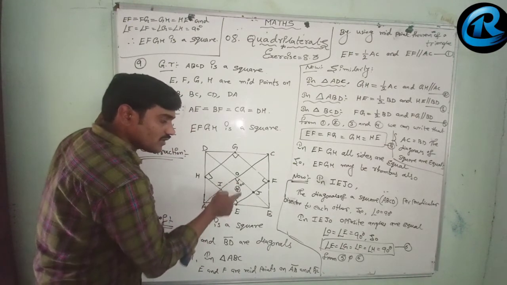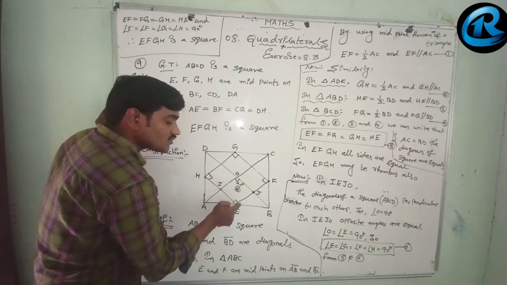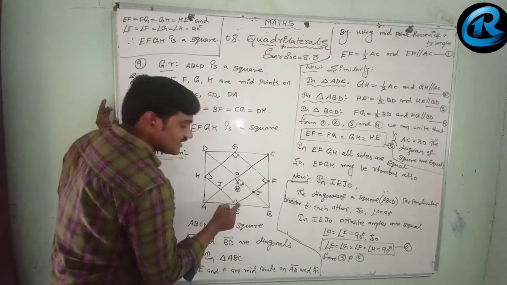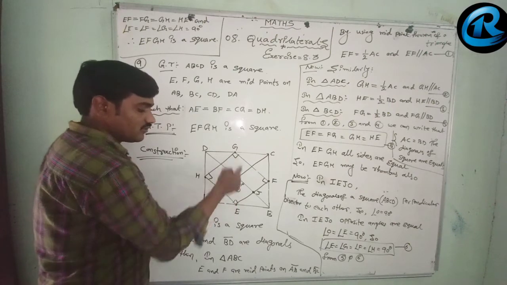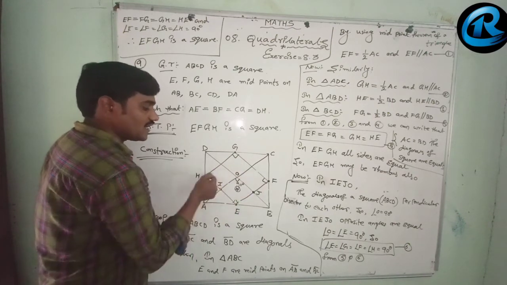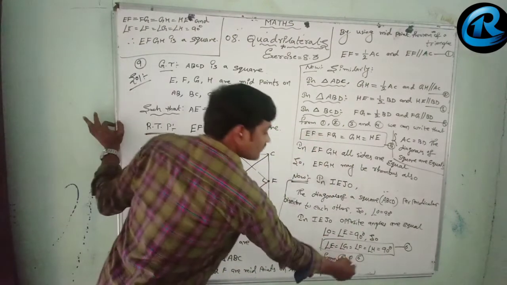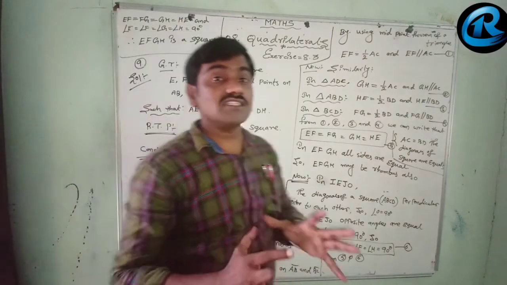Even if we assume it is a rhombus, opposite angles are equal. If it is a square also, opposite angles are equal. So here also it will be 90 degrees, 90 and 90. So if angle E is 90, then angle G is also 90, because in EFGH, opposite angles will be equal. All angles will be equal to 90 degrees. Then equation number 5 and equation number 6: all the sides are equal and all angles are right angles. Hence it is a square.